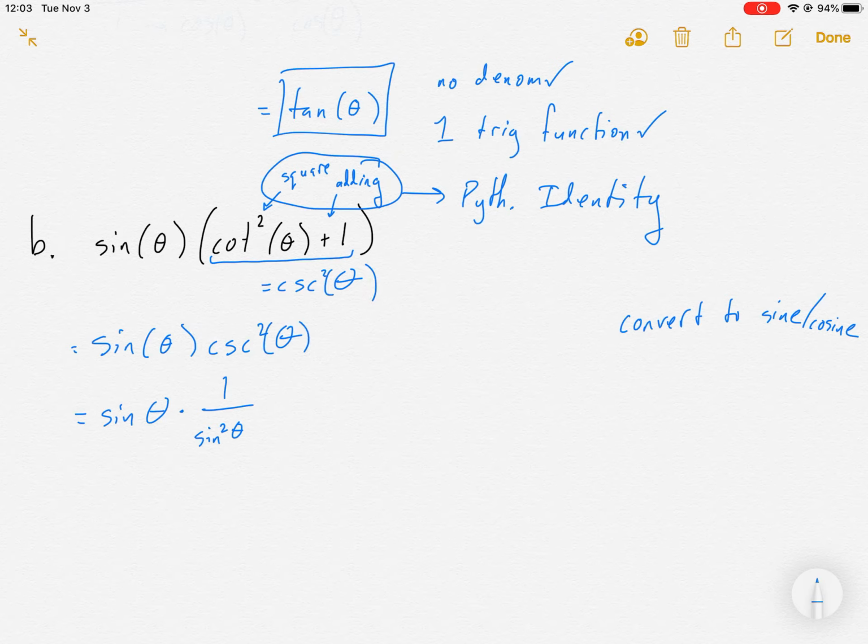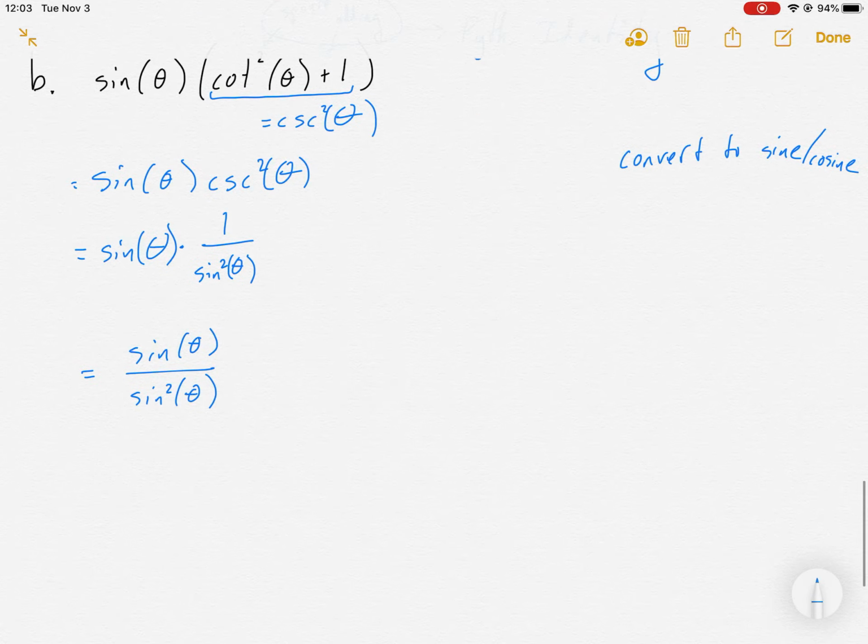By the way, I should be using more parentheses. I really try to be consistent with that. Okay, so once again, multiplying, we get sine of theta over sine squared of theta. Now there's one sine of theta above and a sine squared below, so we're going to cancel those, or divide them. Sine of theta divided by sine of theta gives me 1 in the numerator.